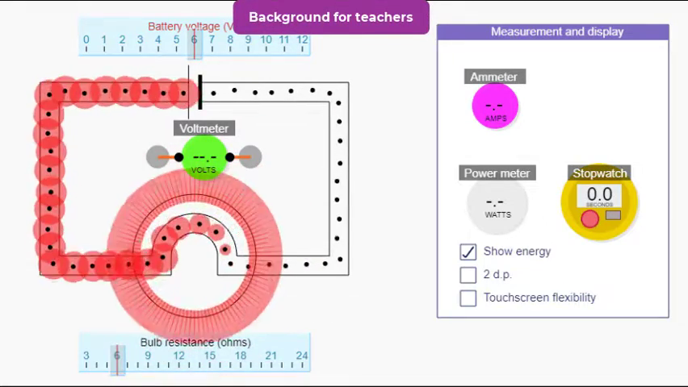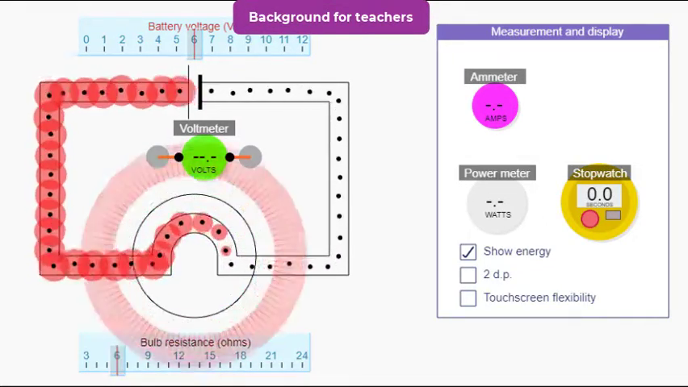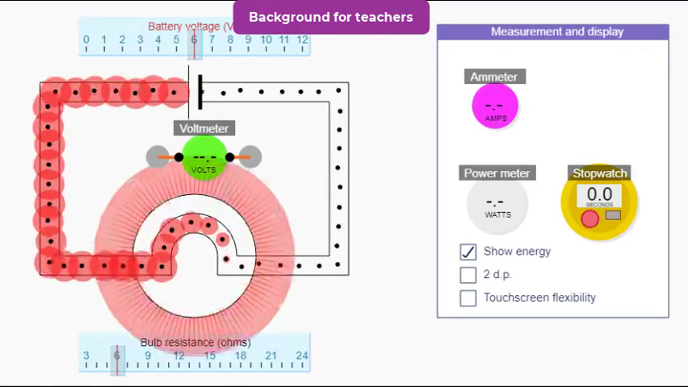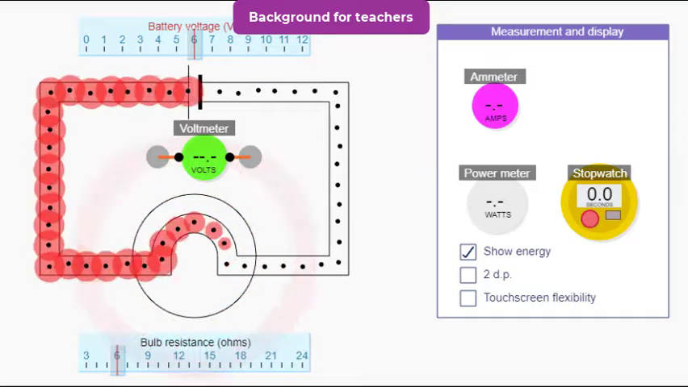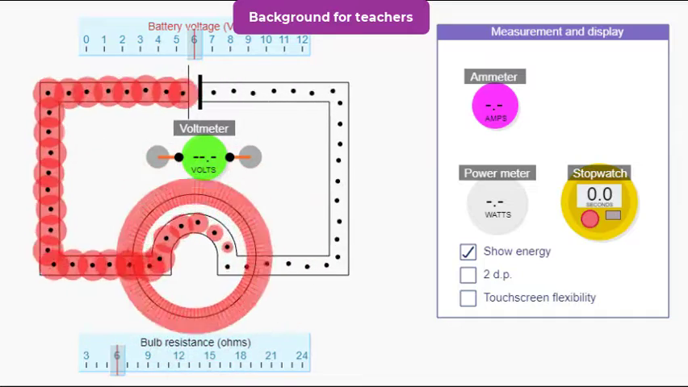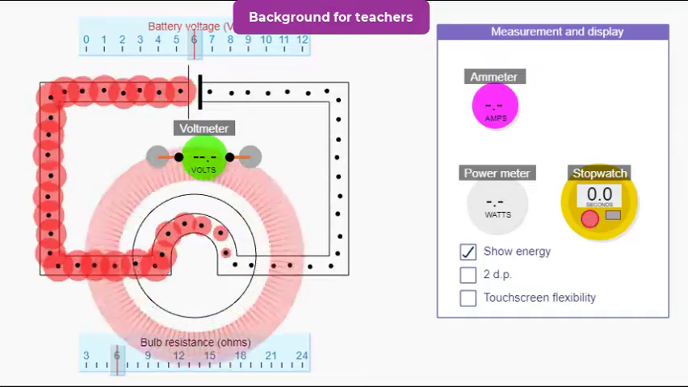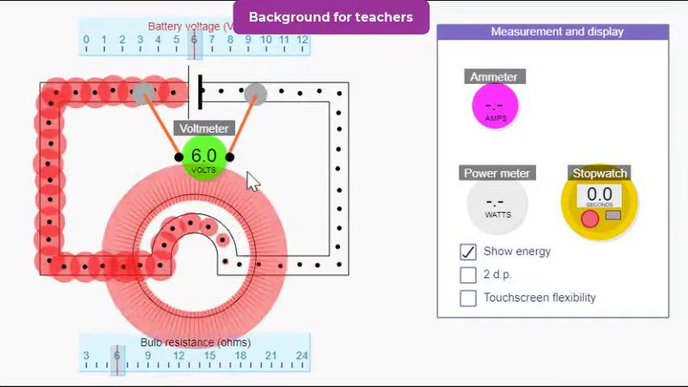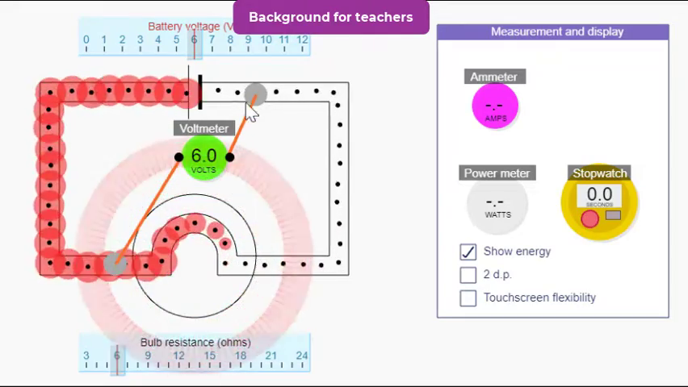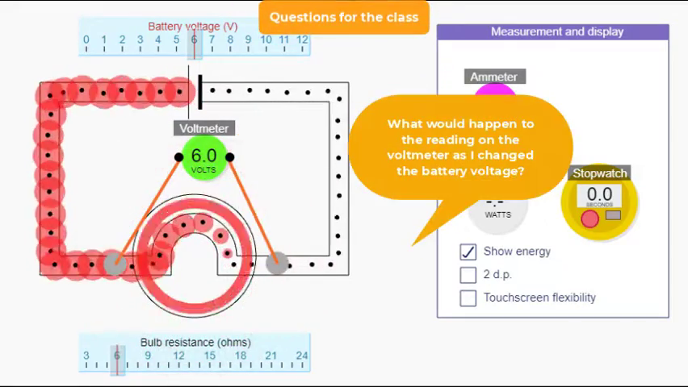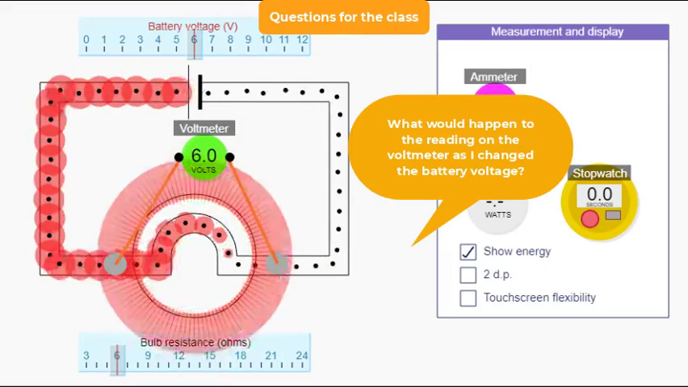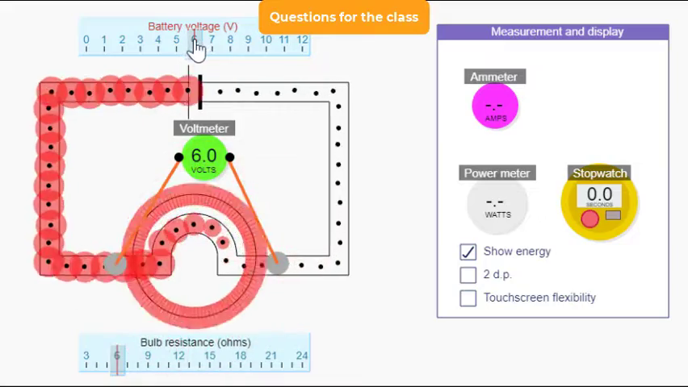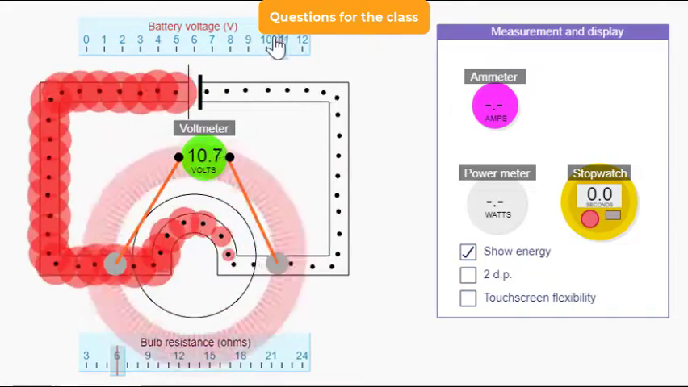Current is all about flow, which is why we talk about the current through something. But potential difference is just about comparing 2 values, normally either side of a component, which is why we talk about the potential difference across something, like a battery or a bulb. What would happen to the reading on the voltmeter as I change the battery voltage? Well, it would change too.